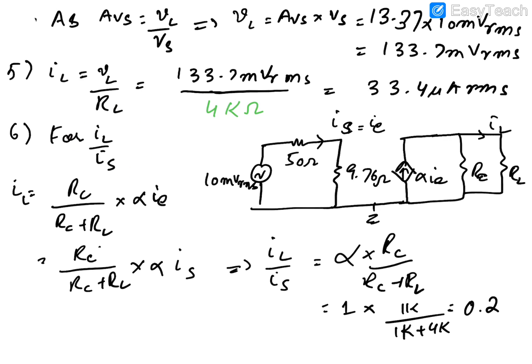value of overall current gain, which is equal to RC, as IL is equal to, using current division rule, IL is equal to RC divided by RC plus RL into alpha IE, because this current is being divided between RC and RL. Further, IE is equal to IS. So we will put IS here, and when you divide IL with IS, you will have the overall current gain, which is equal to alpha times RC divided by RC plus RL, and this is equal to 0.2.